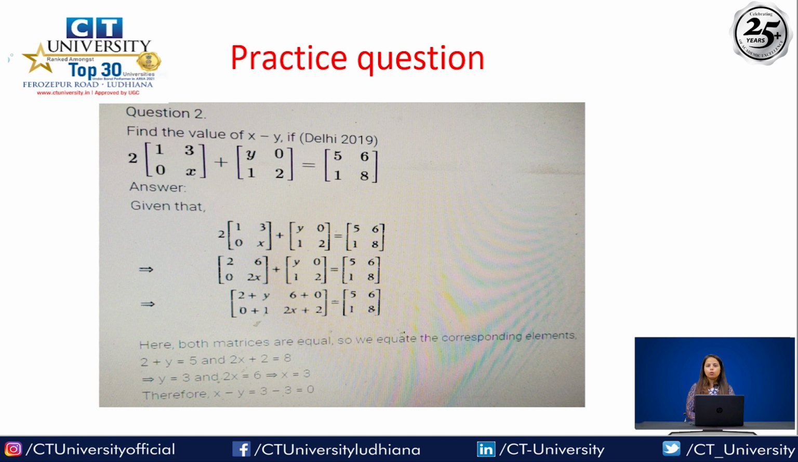After that you have to add these two matrices, and you have to apply the addition property here. So 2 plus y is 2 plus y, and 6 plus 0 is 6, and 0 plus 1 is 1. 2x plus 2 is 2x plus 2, and the whole matrix is as it is. After comparing on both sides, you can use any method, the substitution method or elimination method, and you can easily get the value of x and y.